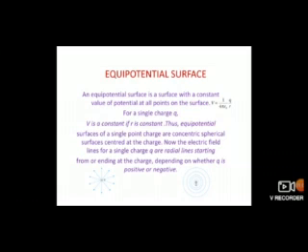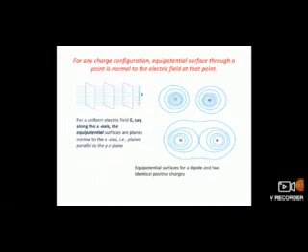Now the electric field lines from a point charge are radially outward, starting from the charge or ending at the charge, depending on whether Q is positive or negative. Let us go for the next slide. For any charge configuration, equipotential surface through a point is normal to the electric field at that point.